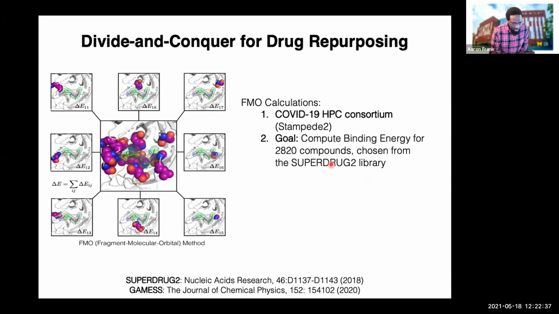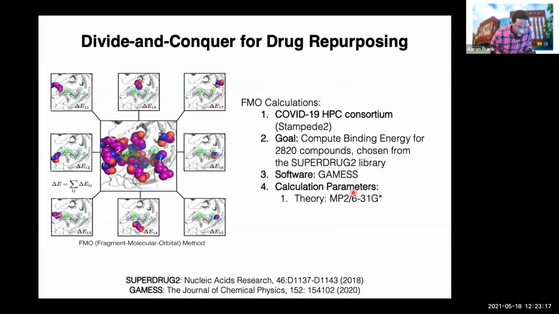And just to be complete, the molecules that we chose came from the Superdrug 2 library. This is a library of FDA-approved and experimental drugs that has been compiled, and the reference for that library is given here. The software we use is GAMESS. GAMESS is a quantum chemistry software tool that allows you to run a variety of quantum mechanical calculations on molecules of varying sizes. It has a wide user base and a wide developer base, and so we utilize it.